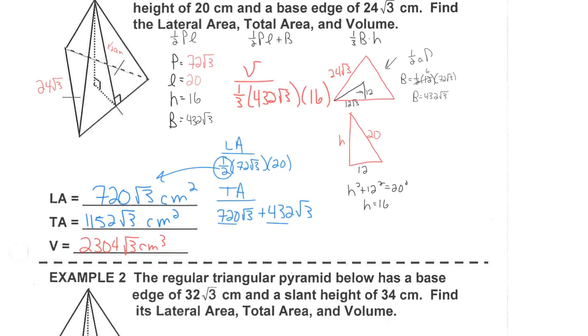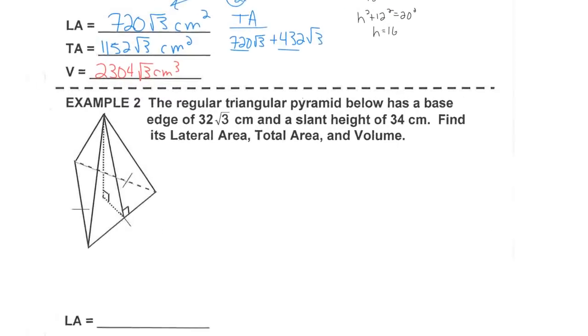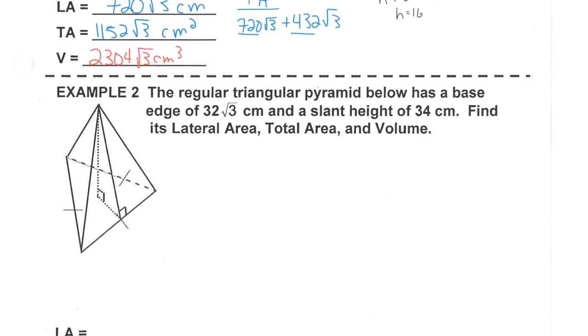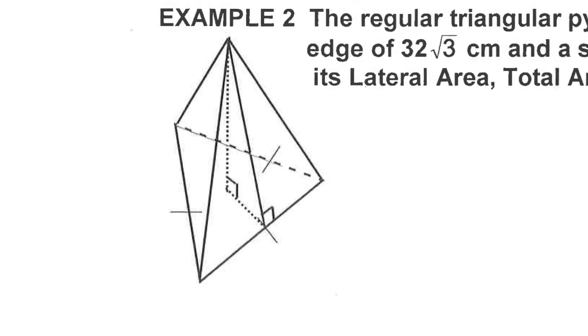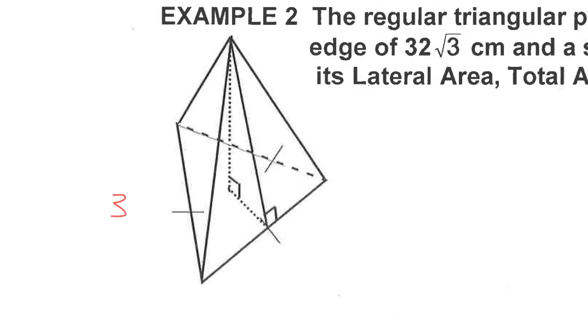So be careful when you're finding those missing pieces. I mean, this is really the tough stuff. If you can do that, everything else is just plugging it in. Let's look at the second problem real quick. It's basically the exact same problem, so you might try to do a little bit of it yourself before you get into it. I'm going to go ahead and start, though. It says a regular triangular pyramid below has a base edge of 32 square roots of 3.